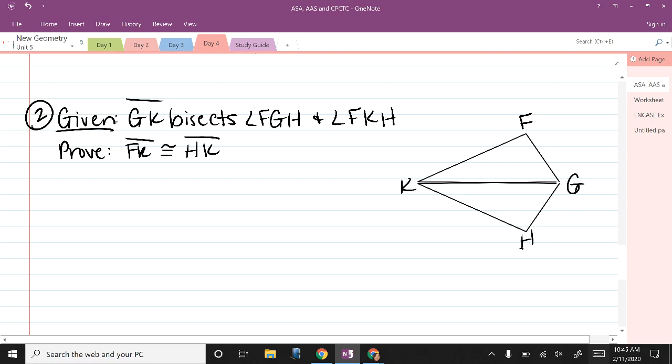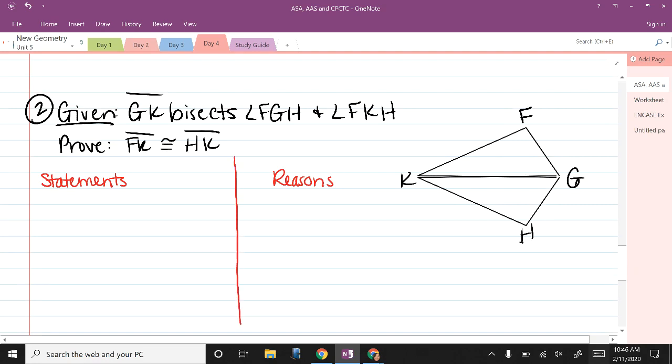All right. So statements and reasons. Making our table for our proofs. Hopefully y'all drew your picture better than mine. Y'all can see where I boo-booed it. Always. It's terrible. I know. All right.